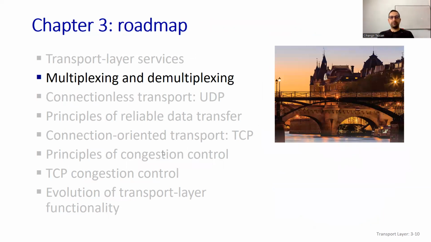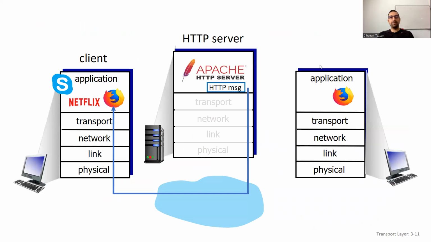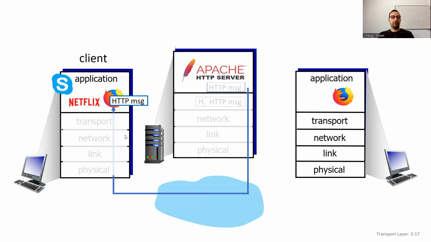Yes, this was the first part. We can move on to multiplexing and demultiplexing. Here the idea is as follows. For instance, you are connecting to a server. The server has the Apache server and it sends a message. So your computer receives it. You have many applications going on, like Skype. Again, here are the headers.